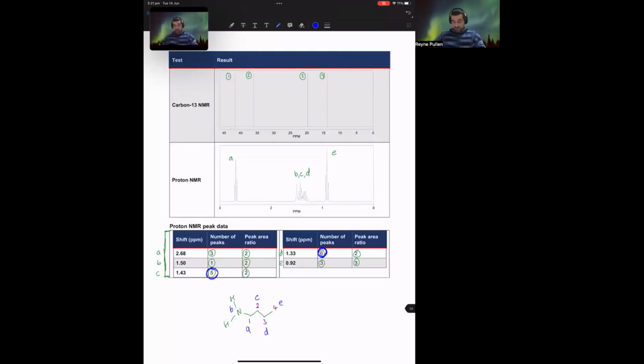Everything lines up. So the last thing to do is then to name it. And this one we would name butan-1-amine. So it's telling us that there is an amine at the first carbon of a butane chain.